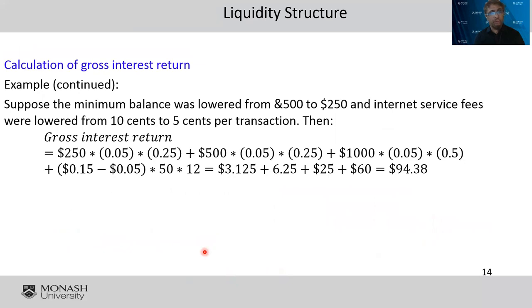If you continue now, this is another example. Suppose the minimum balance was lowered from 500 to 50, then I can do also the calculation. So I will take the 250, I will take the 500, I will take the 1,000, and then I will add the fees minus what you have to pay, then I will get this amount to be 94.38.